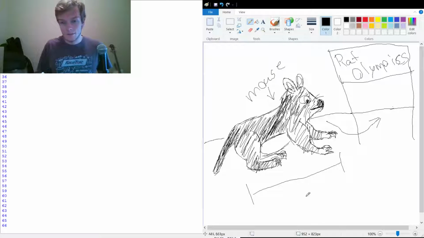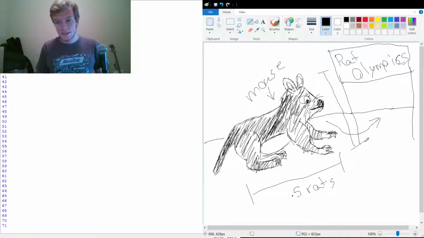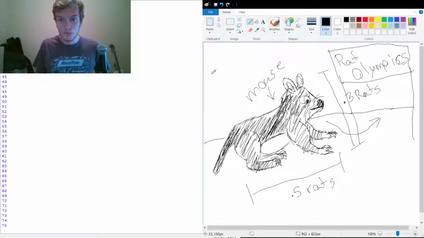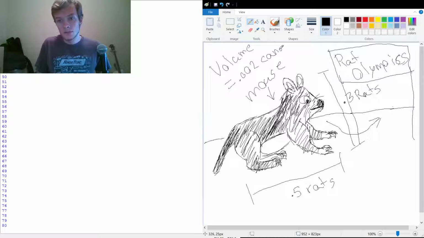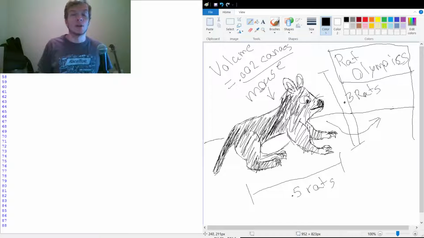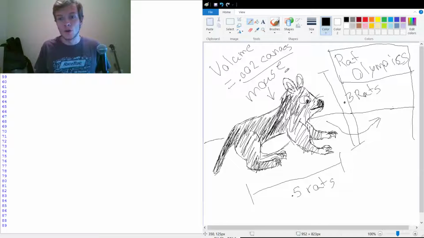This rat is maybe 0.5 rats, which would mean that it's half the length of a rat, and maybe 0.3 rats. And in terms of volume, it would be around maybe 0.002 canoes. I did say that I was going to make a push for this being an actual volume measurement, or it could be a measurement of amounts of things, but I guess that would also be in terms of average volume. So this picture is pretty complete.